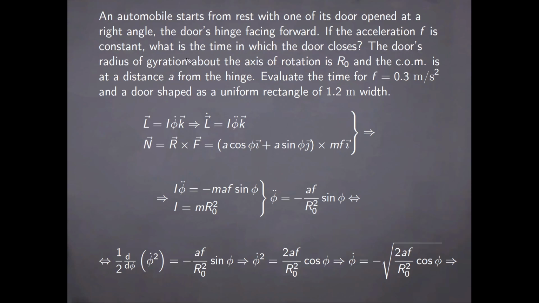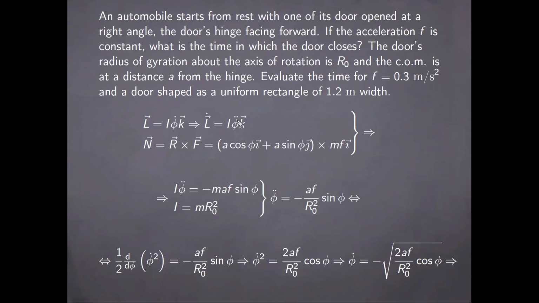It is assumed that the door's radius of gyration about the axis of rotation is given by the value here, and we also know that the center of mass is at a given distance from the hinge. And once we find an expression for the time, we are to evaluate it for a specific value of the acceleration and for a door shaped as a uniform rectangle having this width.